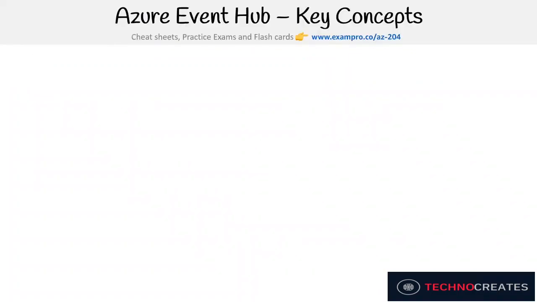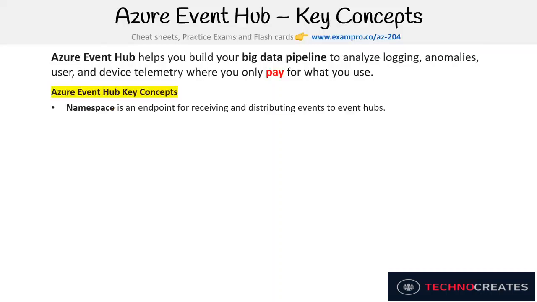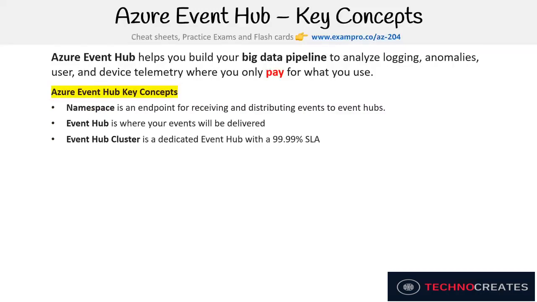Let's take a look at the key concepts. A lot of these we'll cover in future slides, so this one is a bit text heavy, so do not worry. But Azure Event Hub helps you build your big data pipeline to analyze logging, anomalies, users, and device telemetry, where you only pay for what you use. So some of the key concepts here are namespace. So it is an endpoint for receiving and distributing events to the event hubs. We have Event Hub, where your events will be delivered. Event Hub Cluster, which is a dedicated event hub with 99.99% SLA.